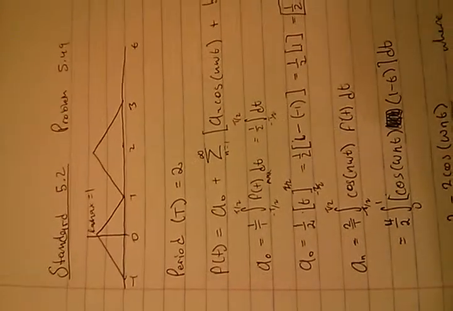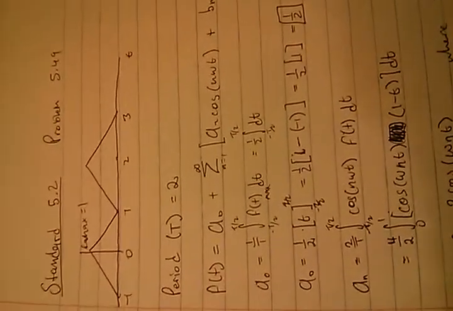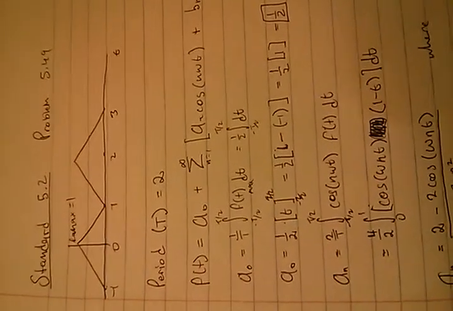So for standard 5.2, I did a problem from the book, question number 5.49. On the problem, we are asked to find the Fourier coefficients an and bn for the function shown in figure 2a, which is this function over here, and make a plot similar to figure 2.23, comparing the function itself with the first couple of terms in the Fourier series and another for the first 6 or so terms.